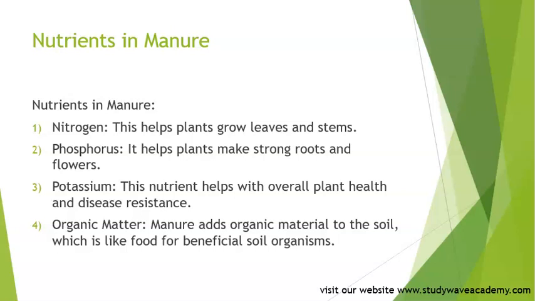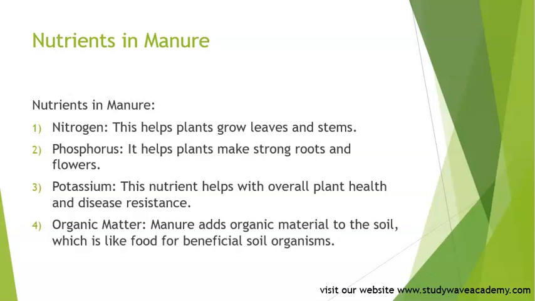We have organic matter. Manure adds organic matter to the soil, which is like food for the beneficial soil organisms. Okay? So we have nitrogen, phosphorus, potassium, and organic matter. These are the nutrients that are in manure for the soil. Do we understand that? Good.